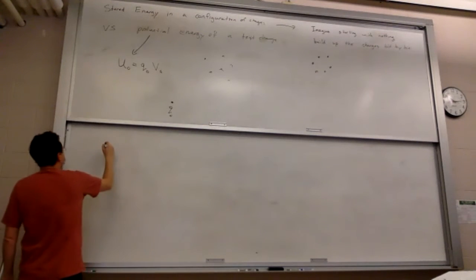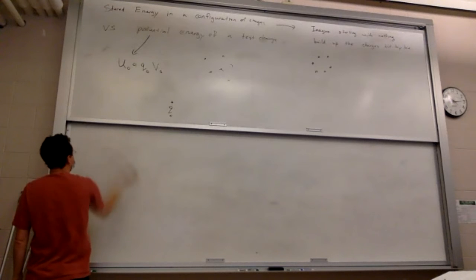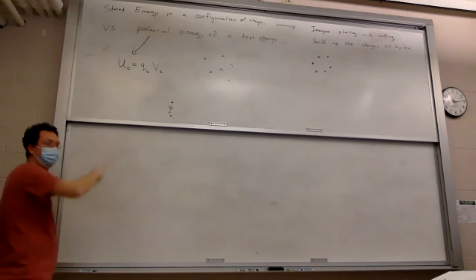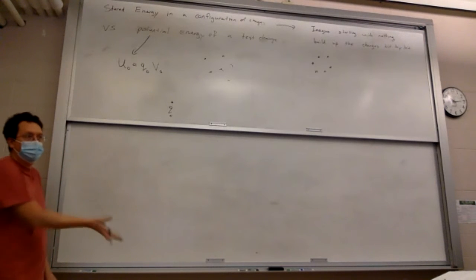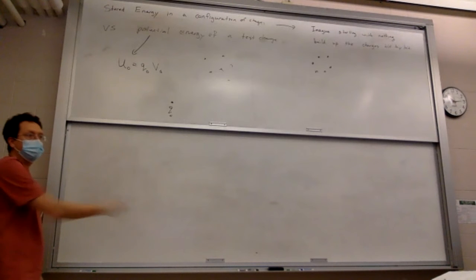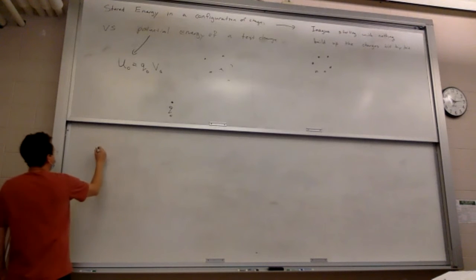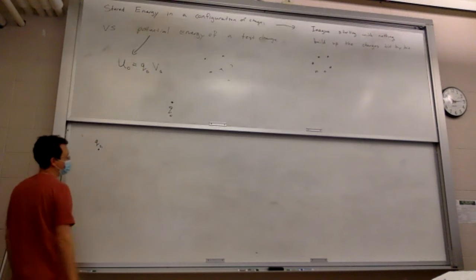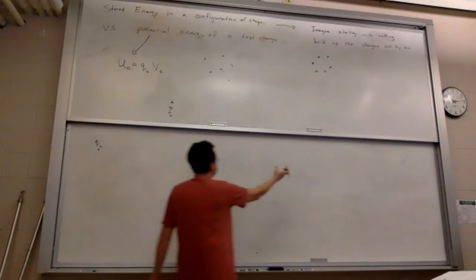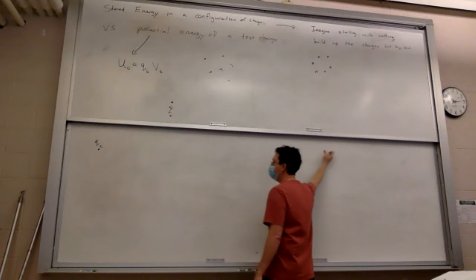So the idea is I start with no charge and I move one in from infinity. That's for free because there's nothing there, so it's easy. I can move it in for free. It's not working against anything. Okay, so the first charge is for free, Q_S1, let's say.